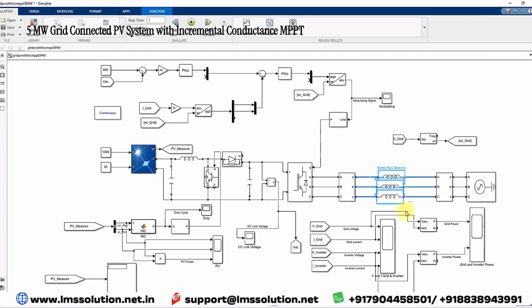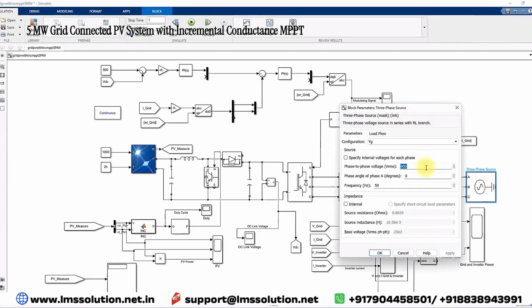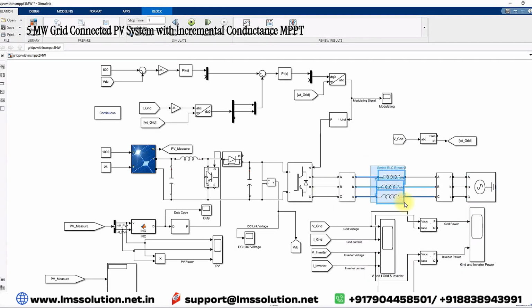This filter is going to be designed based upon the ripple inductor current, the power rating of the PV, and then the voltage of the grid. Here the voltage rating is 400 volt and the frequency is 50 Hz. We consider that, and you have to design this filter accordingly.